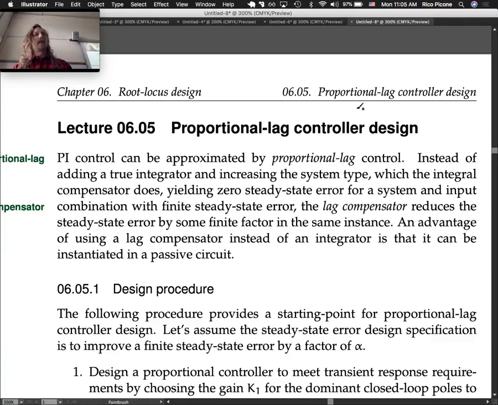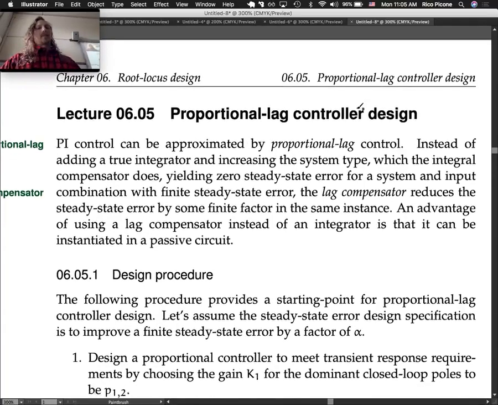An advantage of using a lag compensator instead of an integrator is that it can be instantiated in a passive circuit. So you can actually build a lag compensator using just inductors and capacitors and resistors. If you want to do a PI controller, you have to use an op-amp, which is an active circuit element which requires its own power. So it's one advantage. It's a little bit less complex to do a passive controller. But remember that a lot of our controllers nowadays are digital controllers anyway. So the difference between active and passive is not super significant for digital control.